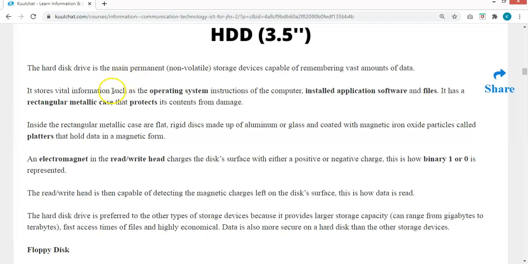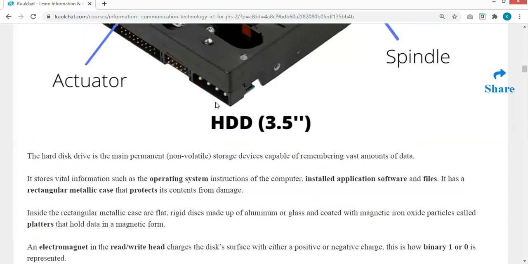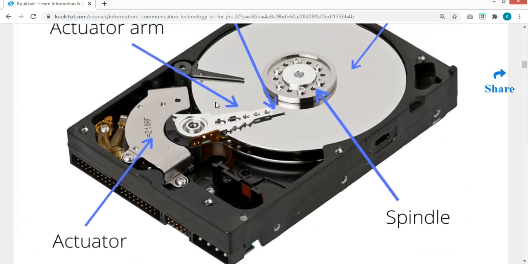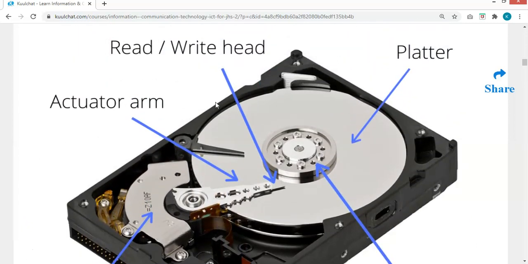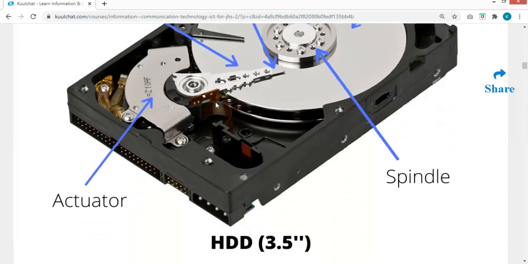It stores vital information such as the operating system, like I've already said. It also has the installed application software and files, the movies that you have. It has a rectangular metallic case that protects its content from damage. So the rectangular case protects its content from damage. Like I told you, the inside is covered, but for clarity, the cover has been removed so that you can see what is inside. But it has been covered by the rectangular metallic case.